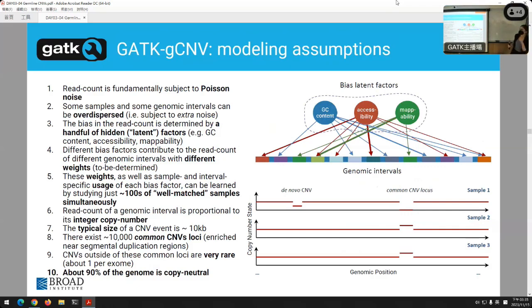So there's a visualization on the top right here of that concept, where we have our latent bias factors such as GC content and accessibility, and they're pointing to different genomic intervals with different size arrows, to illustrate that there are different weights for different intervals.